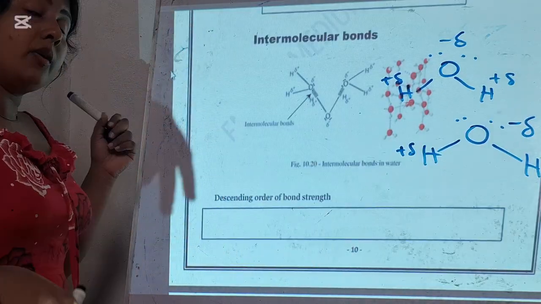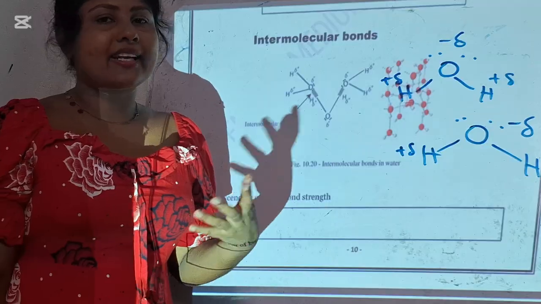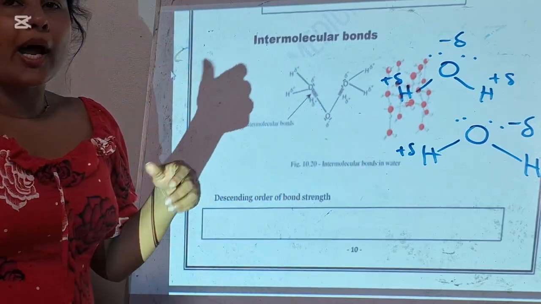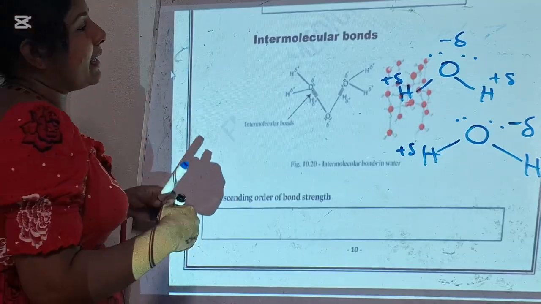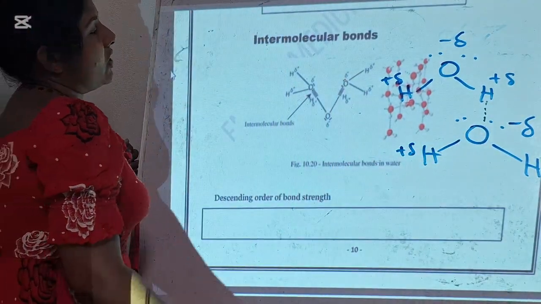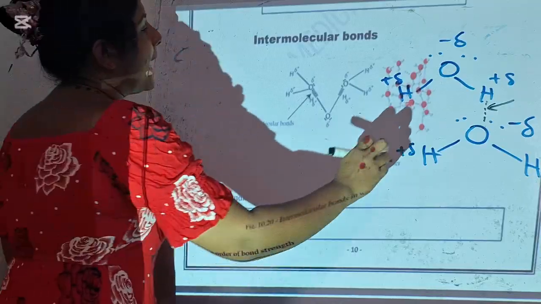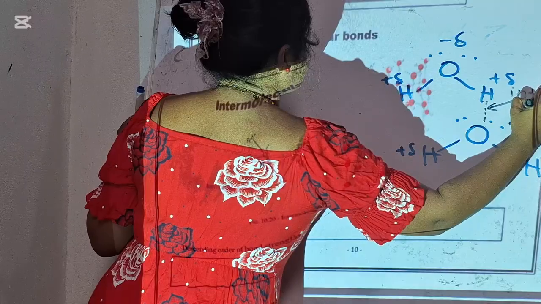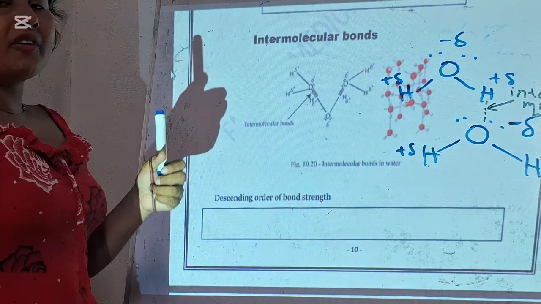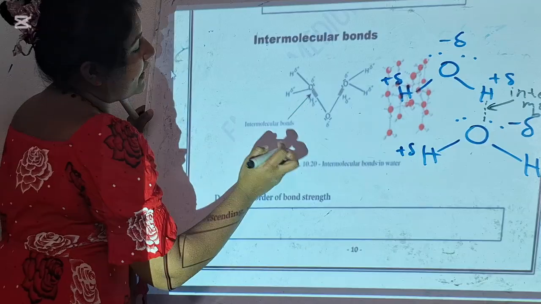Like positive and negative in magnets, in magnets unlike charges attract together. So like magnets here, unlike charges normally attract together. Unlike means not the same. In a positive-negative manner there is an attraction. That attraction between positive and negative charges we call an intermolecular bond. Intermolecular bond. That attraction we call an intermolecular bond. These shown here are intermolecular bonds.